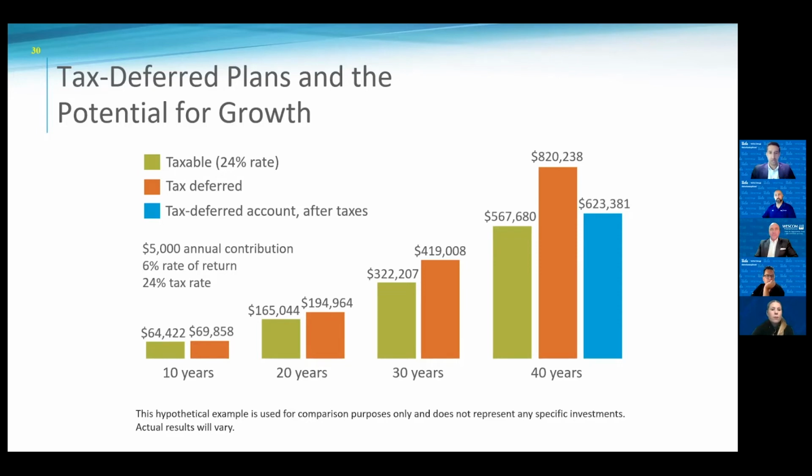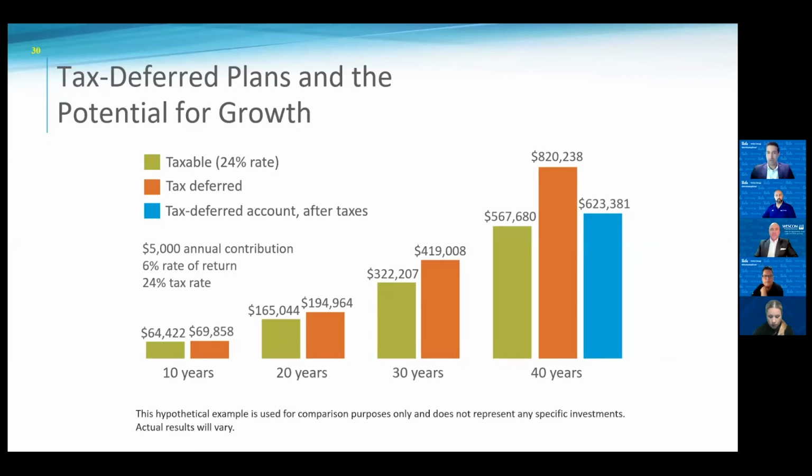This chart just shows the difference between investing the same amount of money, $5,000 annually, into the same account, a taxable account and a tax-deferred account over time. And you'll notice that the orange bar there, that's the tax-deferred. It's a larger amount of money over a longer period of time, simply because we're not paying any taxes as long as we keep the money in there.